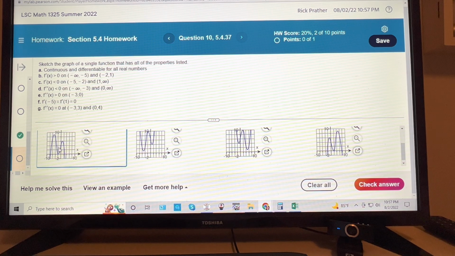So yes, at negative 3, 3, which I guess is here, not as far as I thought it was. So right there, that's when it switches from concave down to concave up. So that's an inflection point there. And there's another one at 0, 4 right there. So they're not exactly the same height as each other.